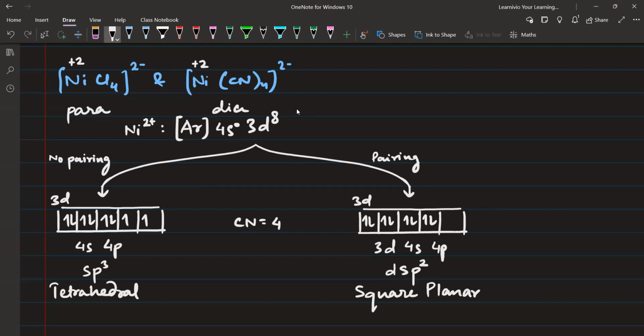Square planar complex. Please copy this down. Raise your hand once you're done. The only thing that is going to get changed once we do the crystal field theory is this part, whether it is paramagnetic, diamagnetic, or not. Copy this down, raise your hand once you're done.